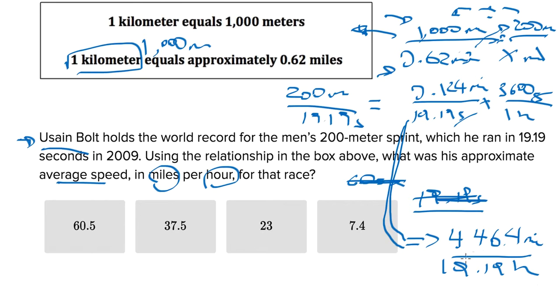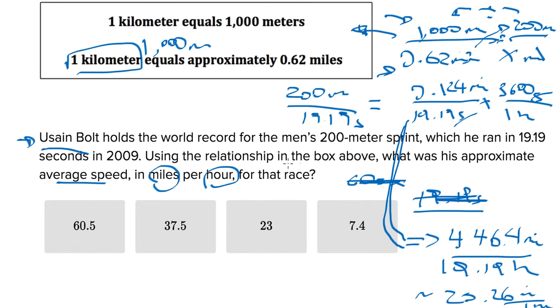So this is a great rate. We're getting very close. The problem is we want this in miles per a single hour, so all we have to do here is just divide. 446.4 divided by 19.19 is going to evaluate to something like 23.26 miles over 1 hour.